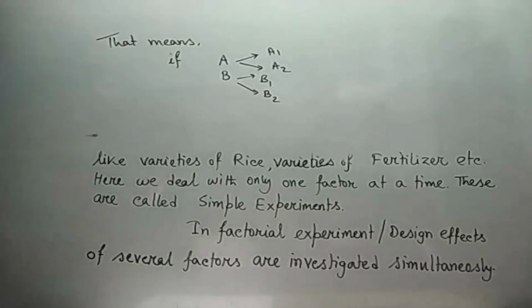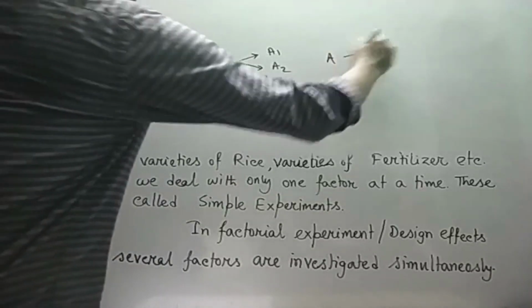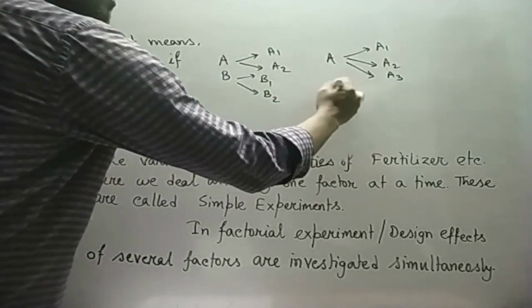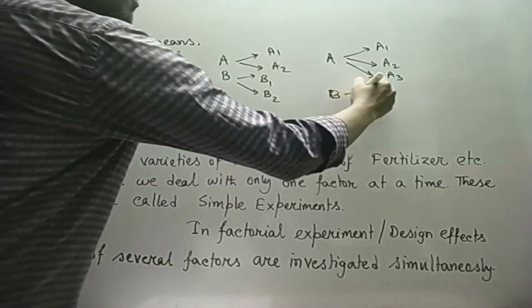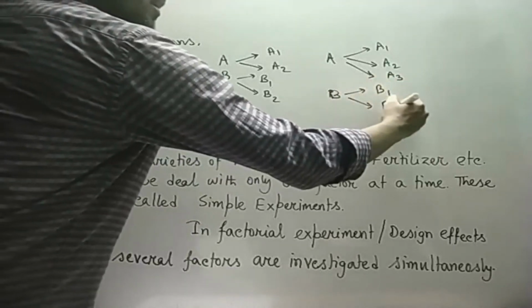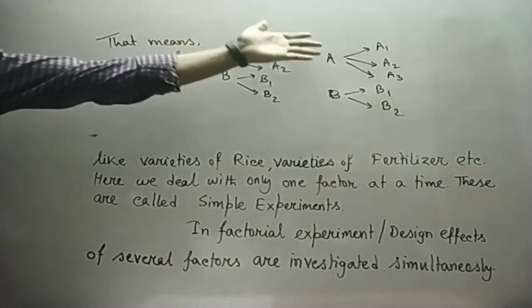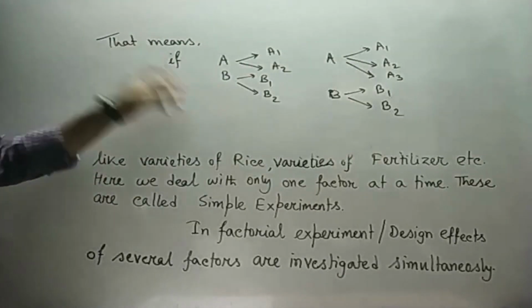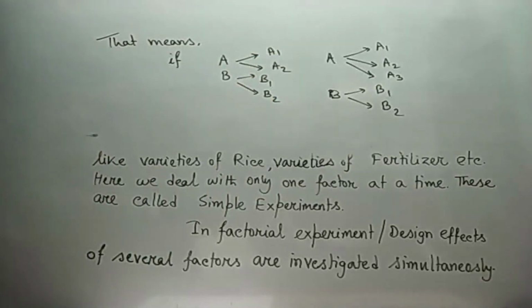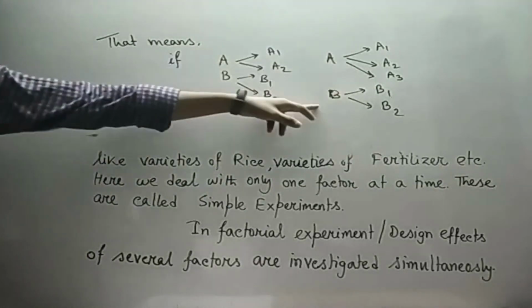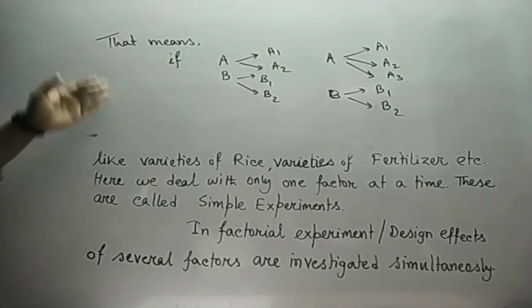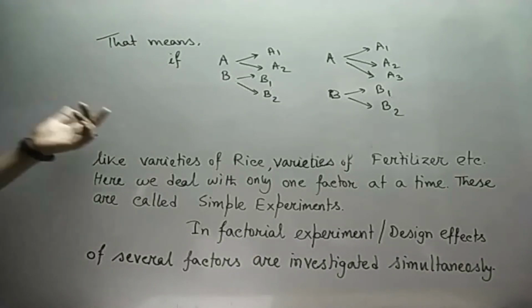But if A has three levels like A1, A2 and A3, and B has two levels like B1 and B2, and in that experiment only A and B are the two factors, then this type of experiment is called an asymmetrical factorial experiment. Okay, so now let's go to the next topic, which is the 2 to the power n factorial experiment.